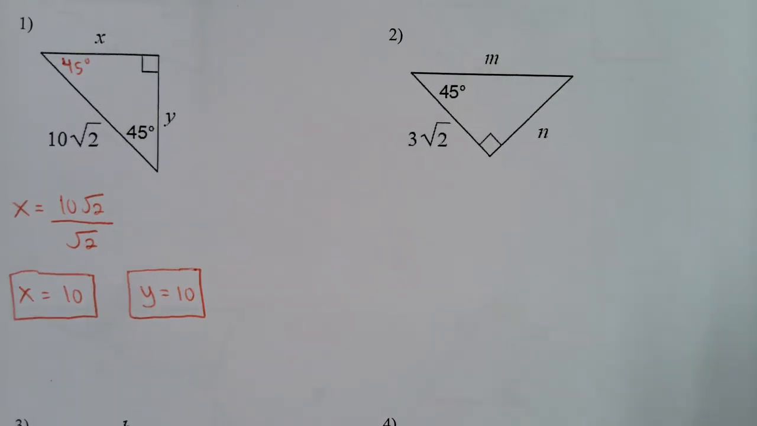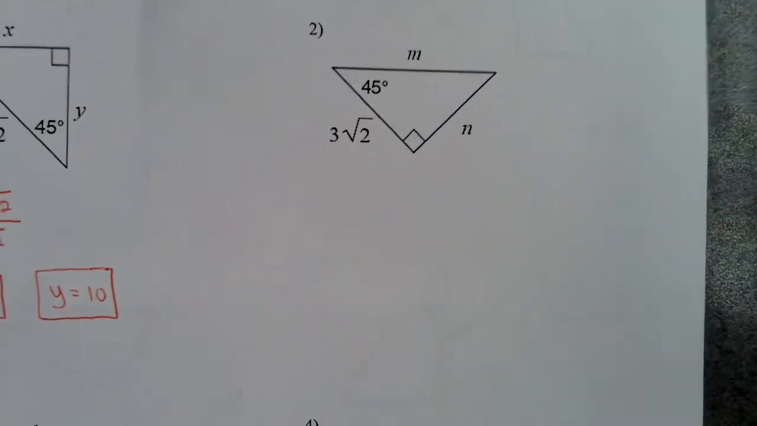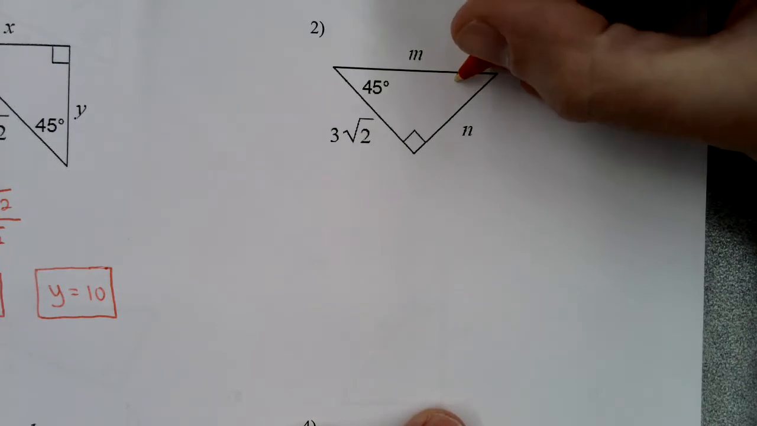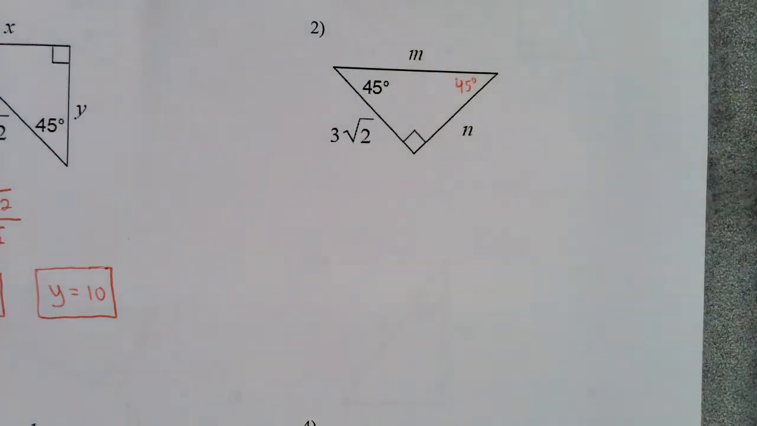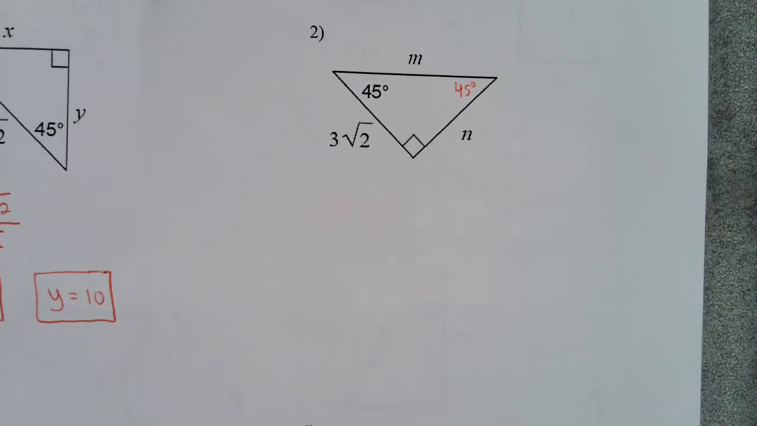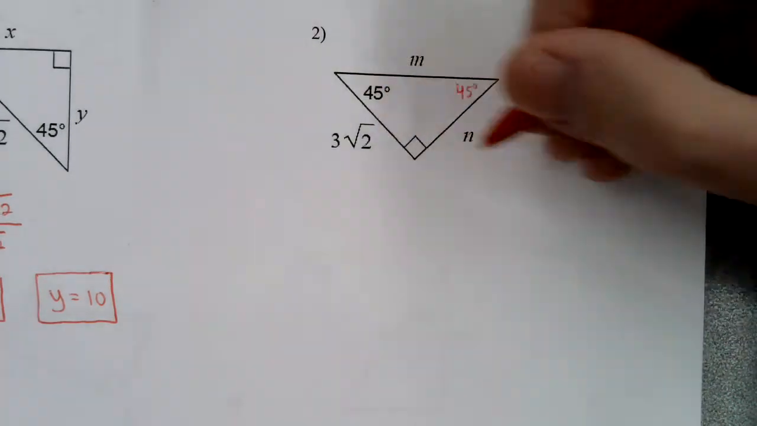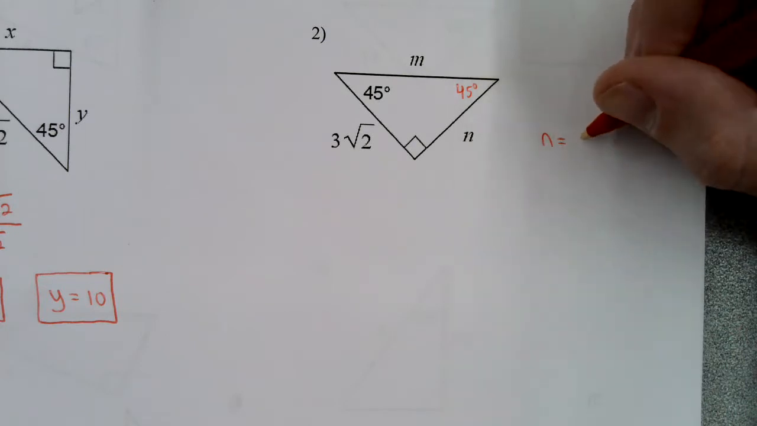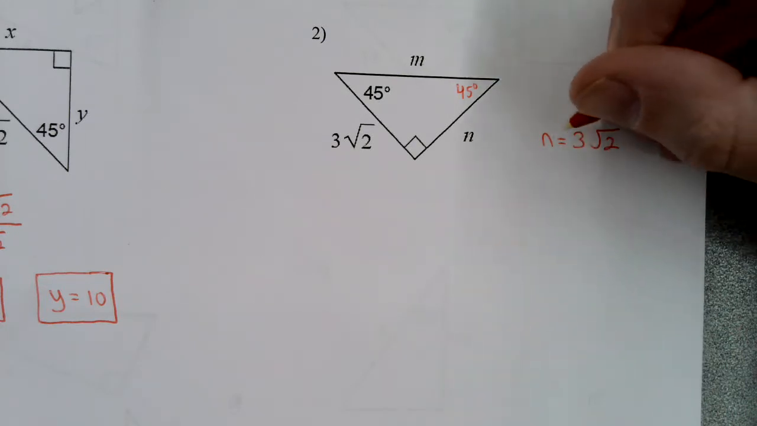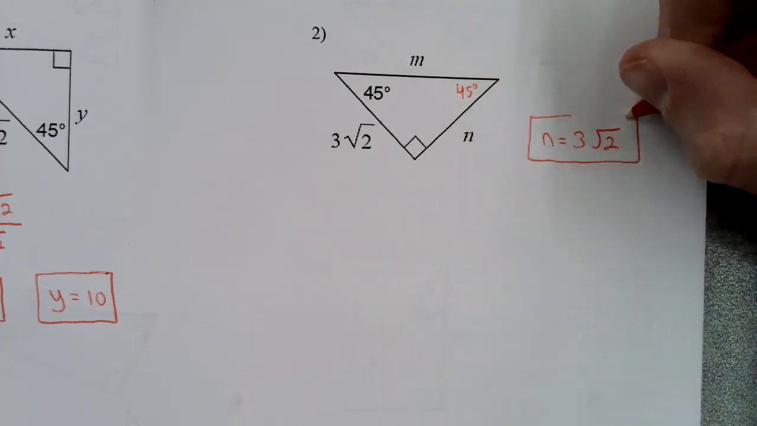Okay, number 2. Again, since this is 45, this angle also has to be 45. So we have a 45, 45, 90 triangle. And we know both legs have to be the same. So if this is 3 square root of 2, then the other leg, which is n, is also 3 square root of 2. Perfect.